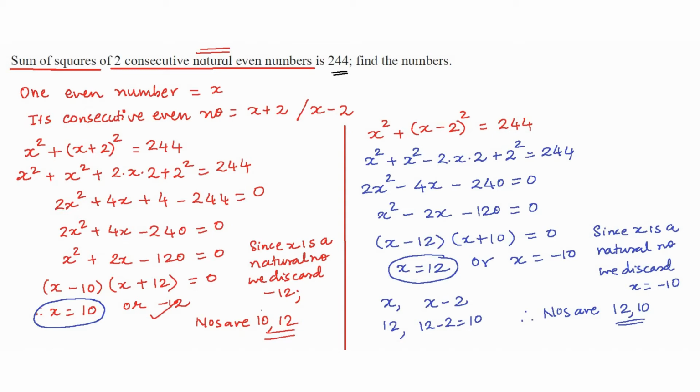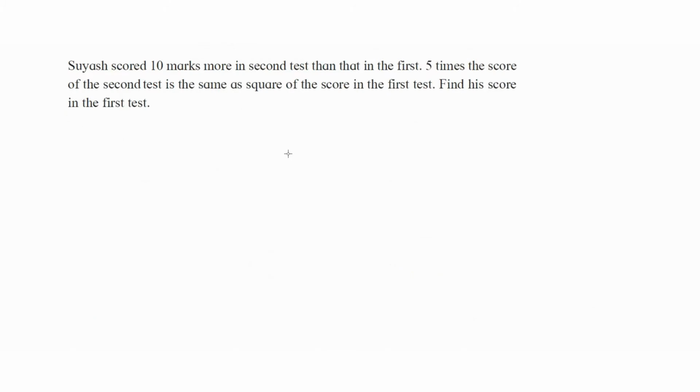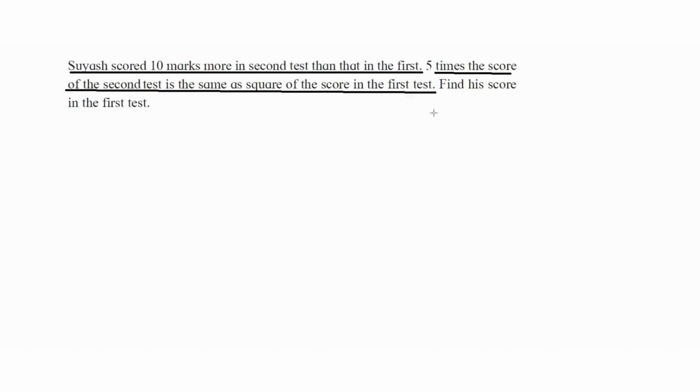Moving on to the next question. Suyash scored 10 marks more in the second test than in the first test. So this is going to give us an important expression. 5 times the score of the second test is same as the square of the score in the first test. Find the score in the first test.